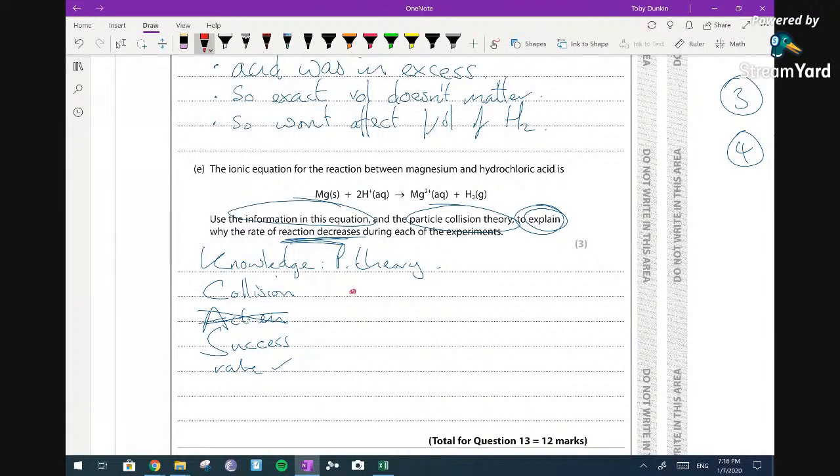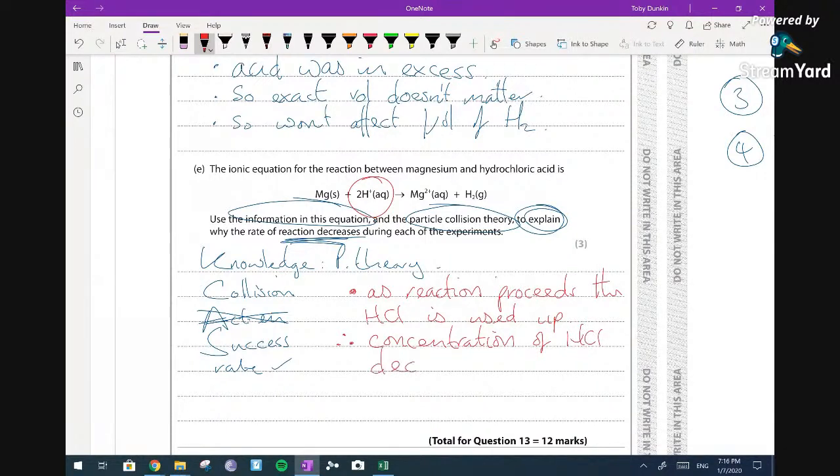Okay. So as the reaction proceeds, what's happening? The acid is going to get used up. So as the reaction proceeds, the HCl is used up. Therefore, its concentration of HCl decreases. And there is the one from the 5.